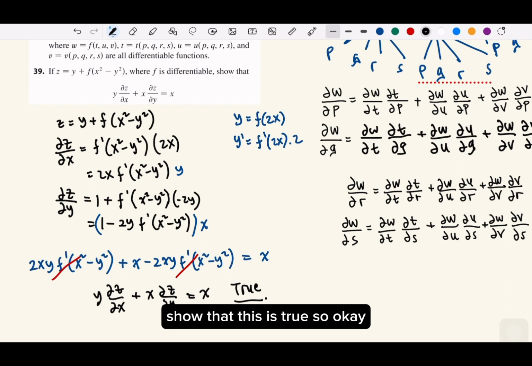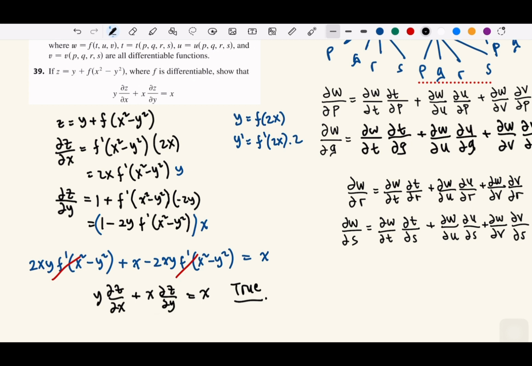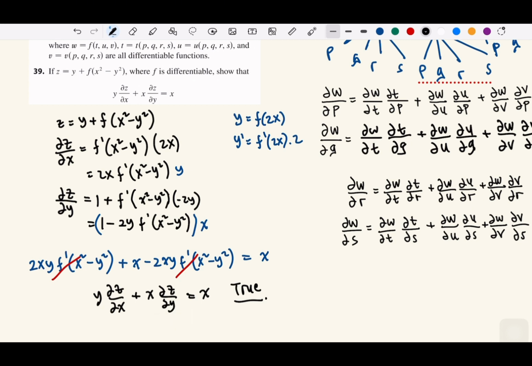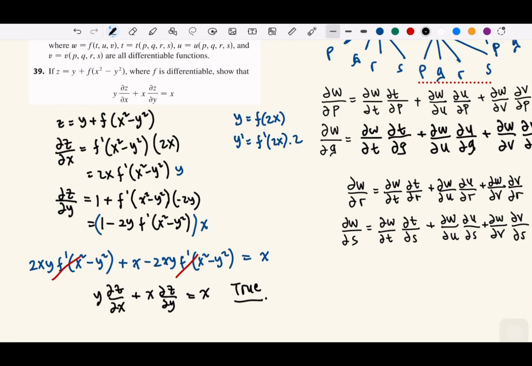So, okay, we need to multiply with y and x to make it true. This is part of the question, okay, part of the question. So you just put that equation over there, like, as an example. Yeah. The right one is this is just an example. Yeah, it's an example, okay.